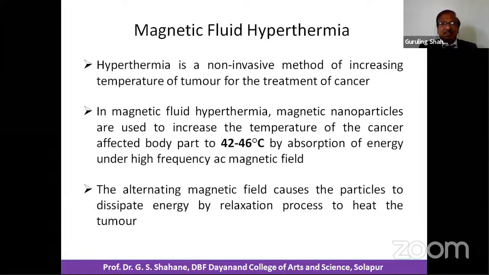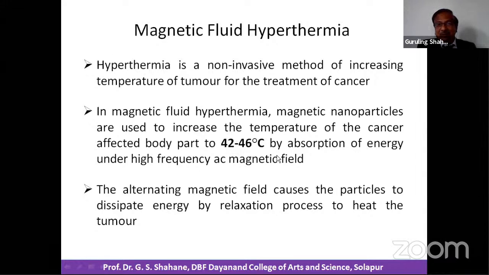Surgery is there. So one more is there, and that is hyperthermia, to kill the cancer cells by increasing the temperature of that. It is found that these cancer cells can be killed if we increase the temperature of that cell up to say 42 to 46 degrees. At this temperature, cancer cell gets destroyed.